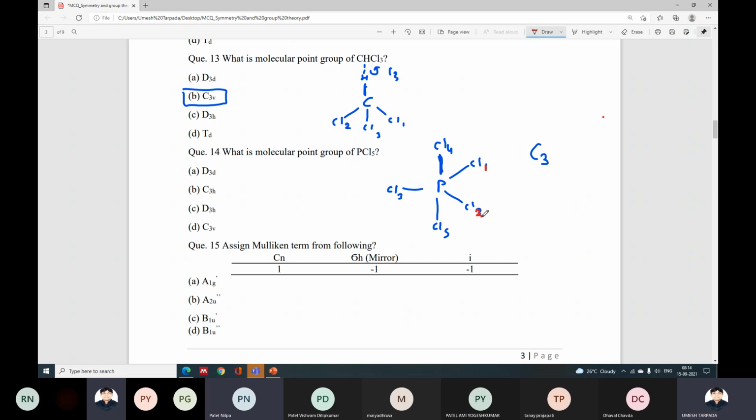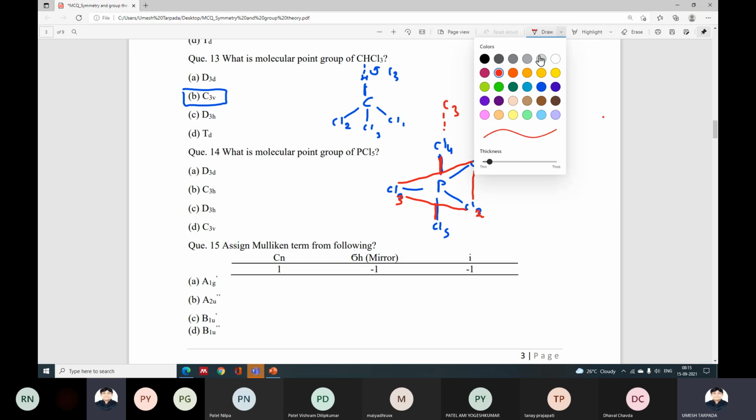Cl1, CL1, Cl2 and CL2, Cl3 belong to one plane. CL3. Cl4 is in front side and Cl5 is in back side. So C3 is passing through Cl4 and Cl5 and phosphorus. Because Cl4 is in front side, on the front side of your mobile. Cl5 is in back side.